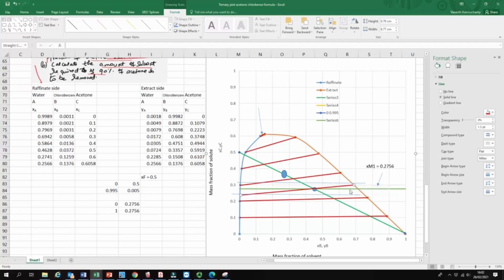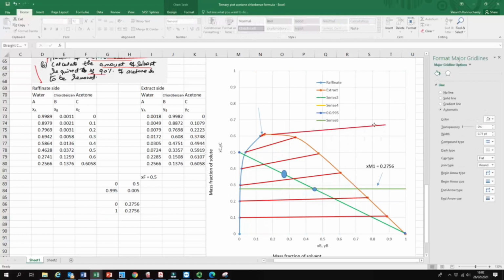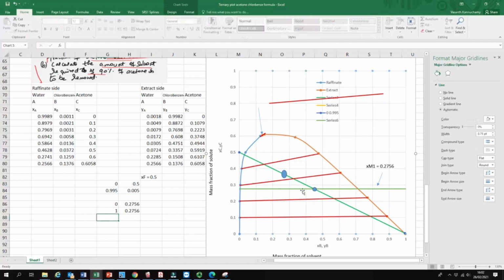Here I just randomly drew this tie line. This may not be correct. So how to draw the correct tie line? I already explained this in part 2 of lecture 5, so you have to watch that one. I can quickly show you how to do that.